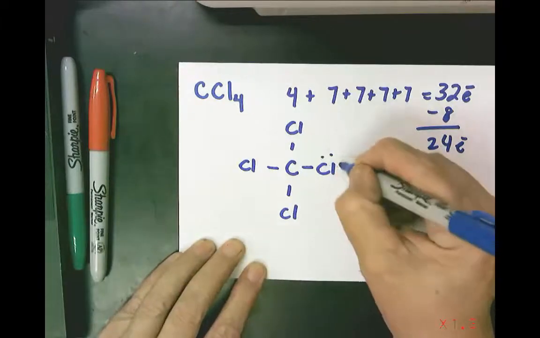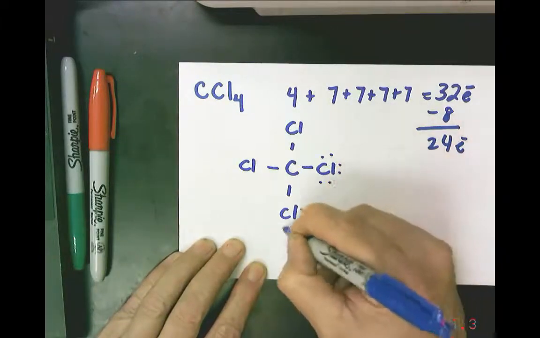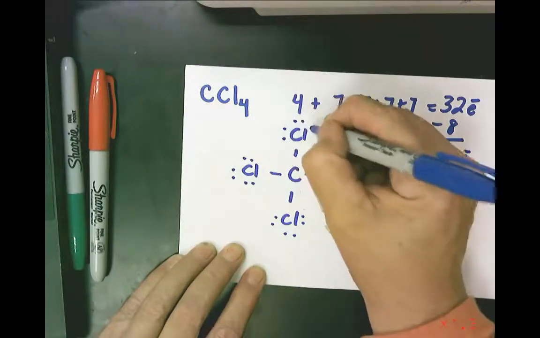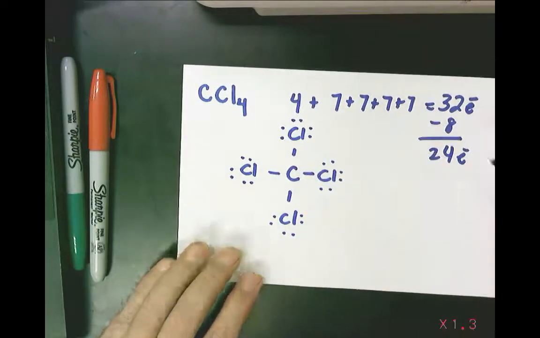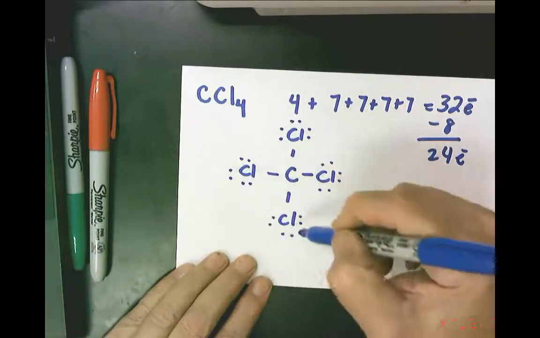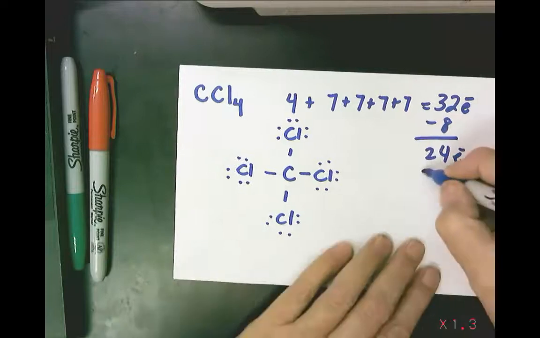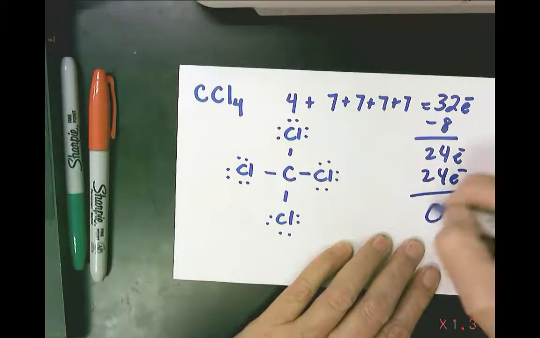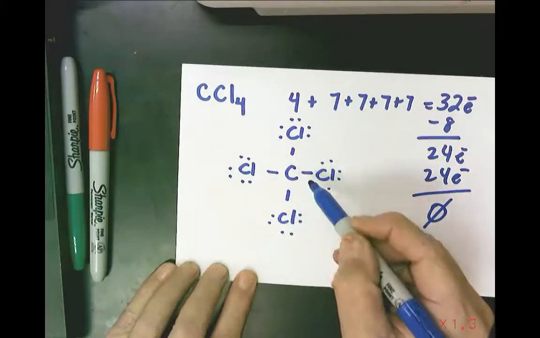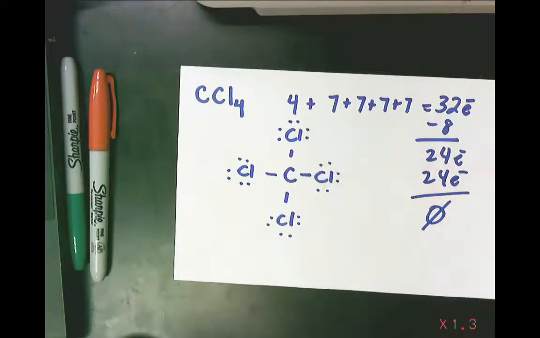Okay, complete the octets on the outer atoms. Remember, the dots are lone pairs, the dashes are shared pairs. So 2, 4, 6, 8, 10, 12, 14, 16, 18, 20, 22, 24. There's all 24 electrons placed on the outside. Carbon has its octet as well, so this is the completed Lewis structure for carbon tetrachloride.